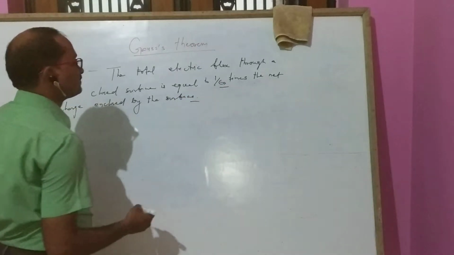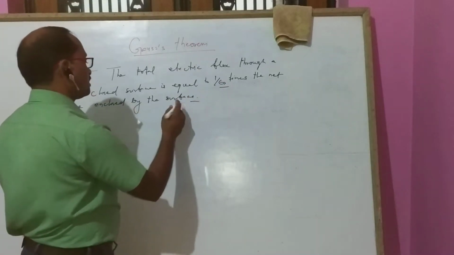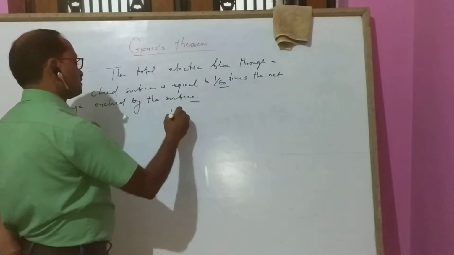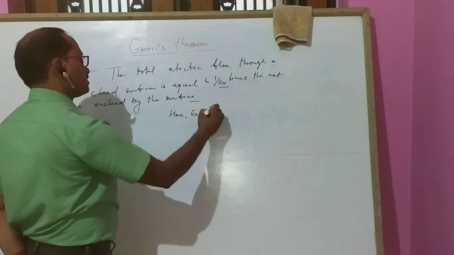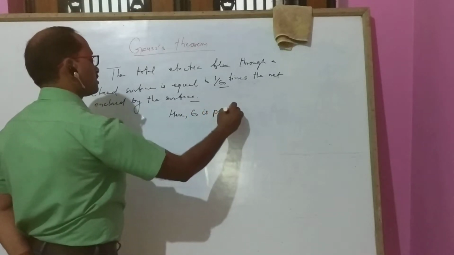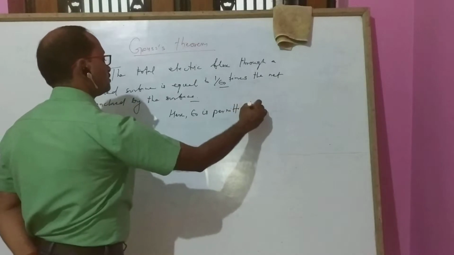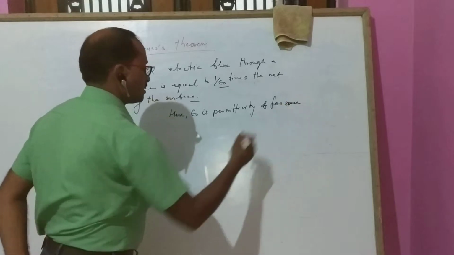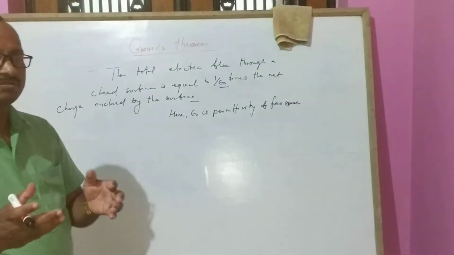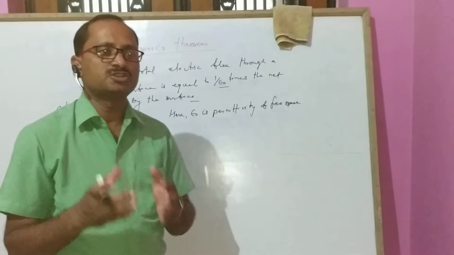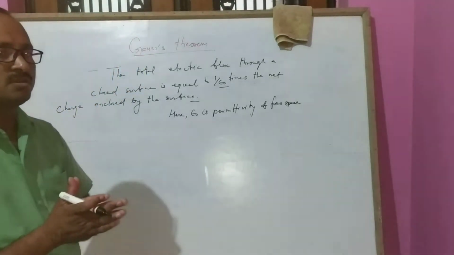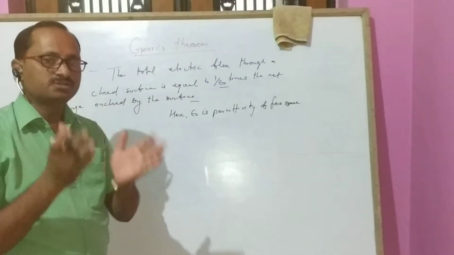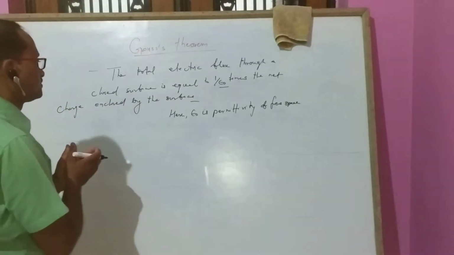Here epsilon naught is the permittivity of free space, and you know its value is 8.85 into 10 to the power minus 12. We consider a closed surface. A closed surface encloses a charge Q. Then, according to Gauss theorem, the total flux through the closed surface, phi, equals Q by epsilon naught.